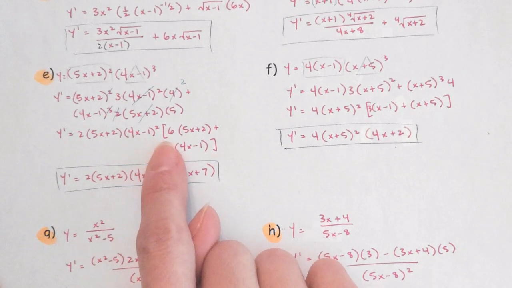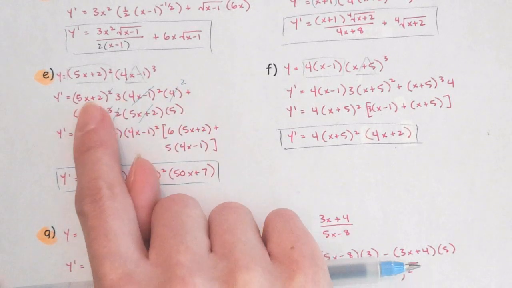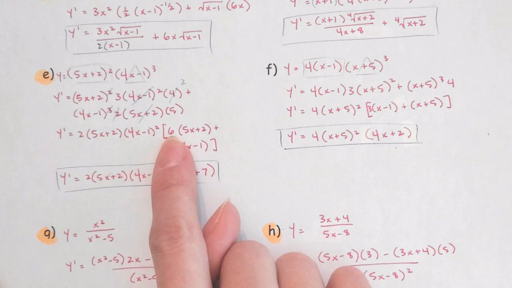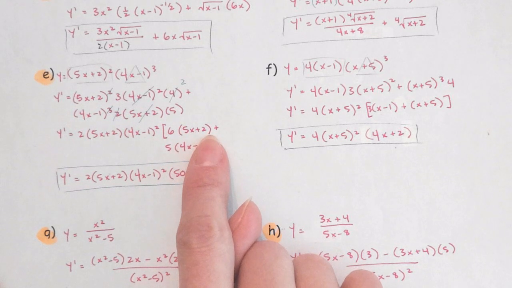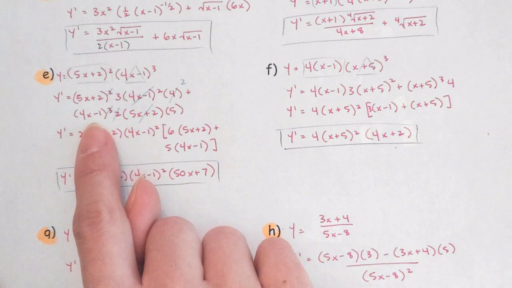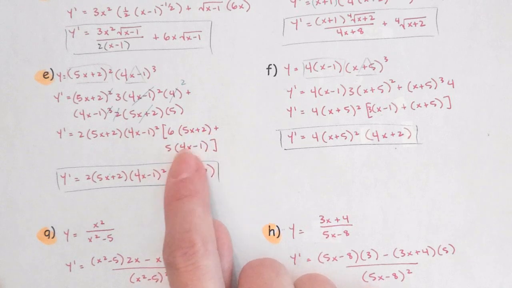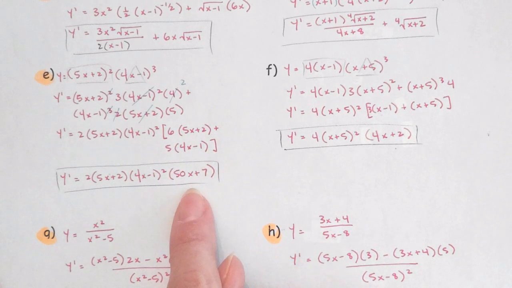And then what's left is whatever's left. So I have 2 times 3 times (5x + 2), which is 6 times (5x + 2), plus, and then I have a 5, and then I have a (4x - 1). So here's my 5 and (4x - 1). Multiply that all out, add, subtract, final answer.